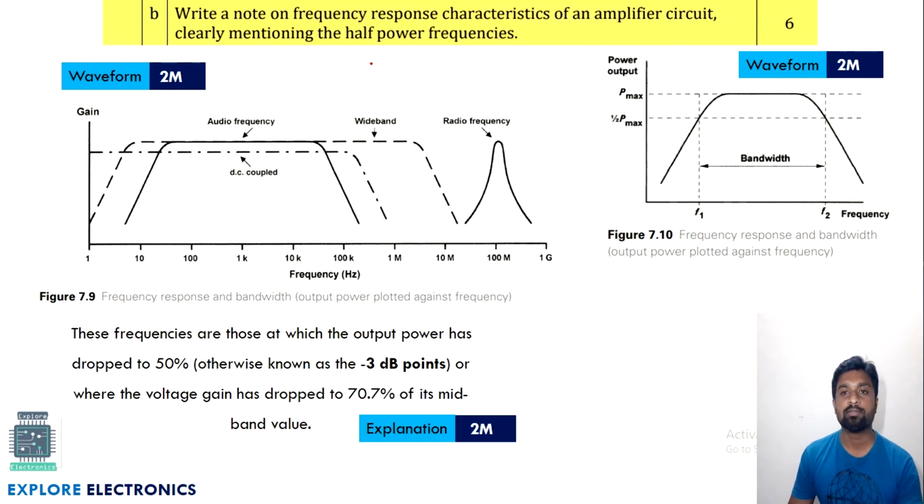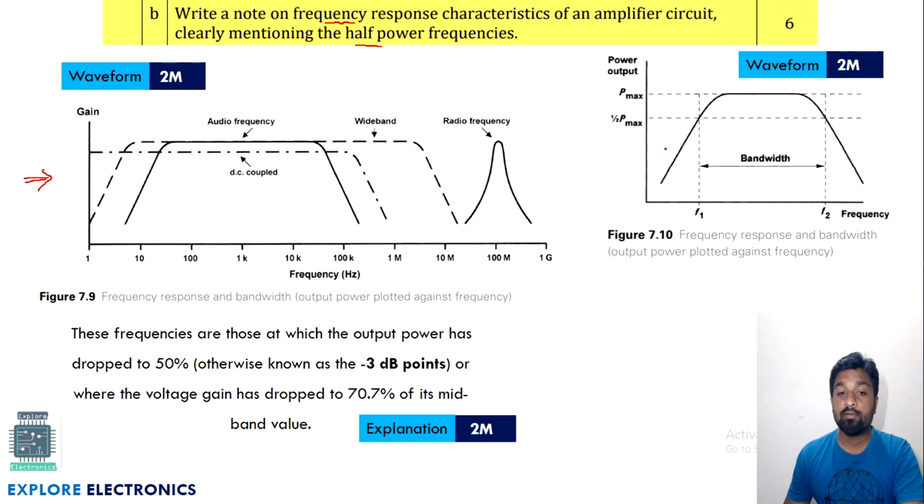And then write a note on frequency response characteristics of an amplifier circuit, clearly mentioning the half power frequencies. Here they are asked to write the frequency response characteristics of an amplifier circuit. So here we don't know which amplifier it is. That's why it is better to write the frequency responses like this for different kinds of amplifiers. And they are asked to mention the half power frequencies.